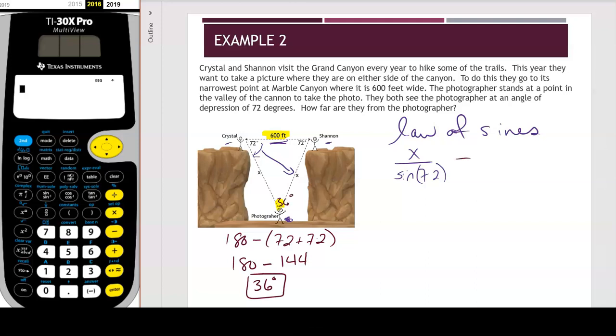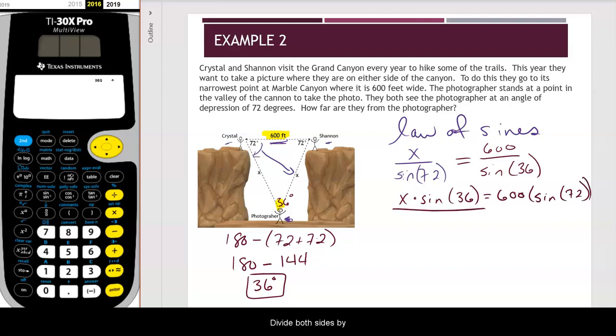So then for our other fraction, we would then have 600 over sine 36. Cross multiply to solve. X times sine of 36 will equal 600 times sine of 72. Divide both sides by sine of 36.